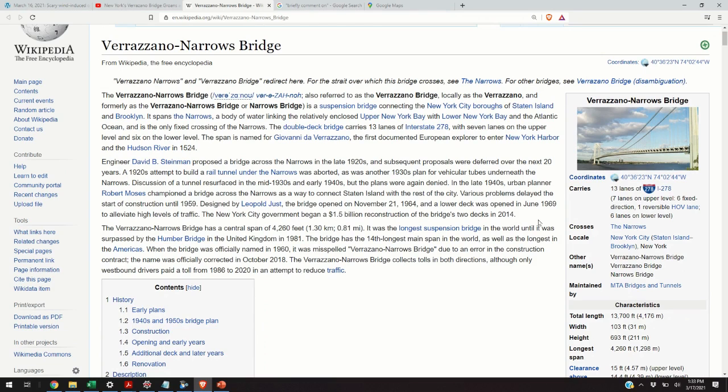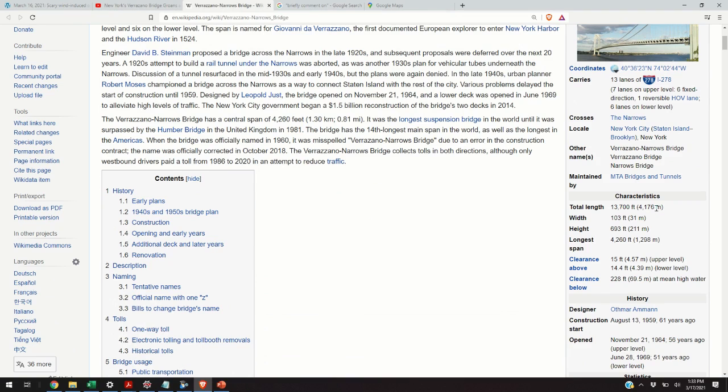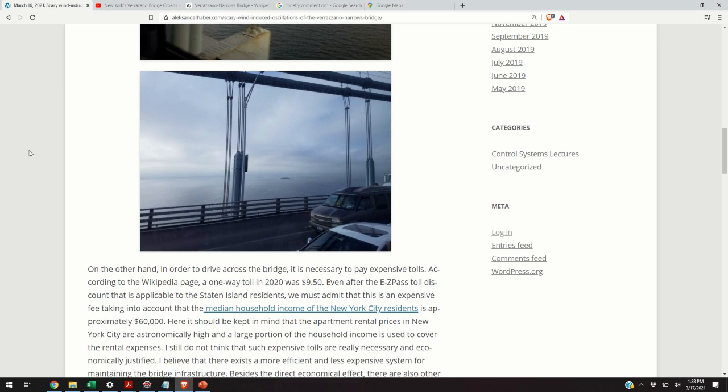So, the Verrazzano Narrows Bridge is a large scale structure. Its total length is around 4,000 meters. Its width is 31 meters. Its height is around 200 meters. And the longest span is around 1,300 meters. So, beyond any doubt, the Verrazzano Narrows Bridge is an amazing engineering piece of work. And moreover, it is one of the main symbols of New York City.